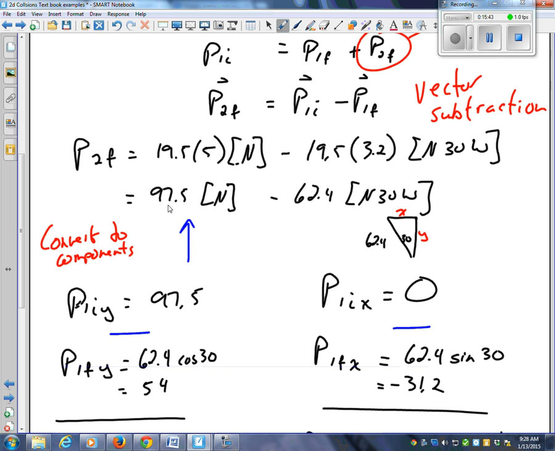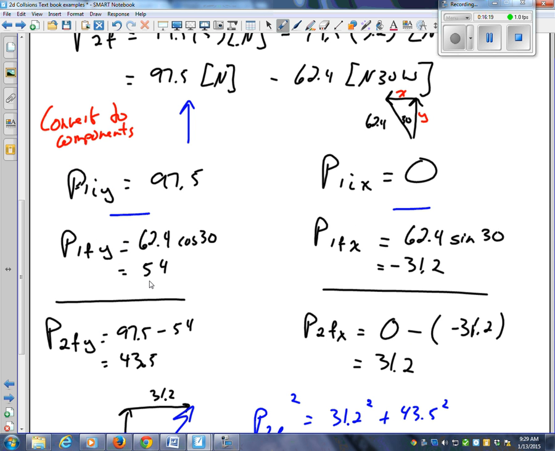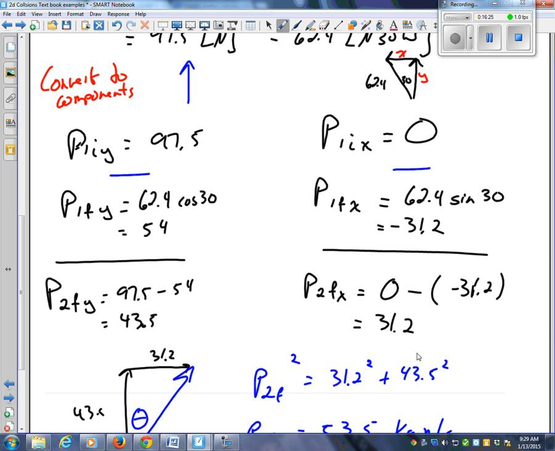So I convert my 97.5 to components. It is only in the y component direction. The P1IX is 0, right? Convert this one to components. The y is 54. It's adjacent. I use cosine. The x is opposite, so I use sine. So then it's, why is it minus 31.2? Because it's to the left, right? This is up. And we know it's vector subtraction. That's what the big blue line is there, is subtract. So it's 97.5 minus 54 is 43.5. 0 minus 31.2 is 31.2.